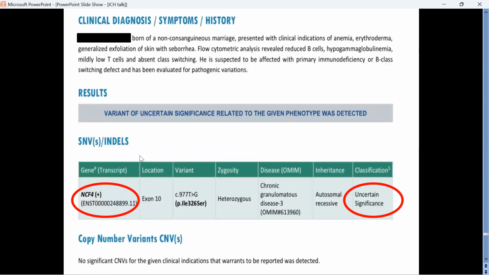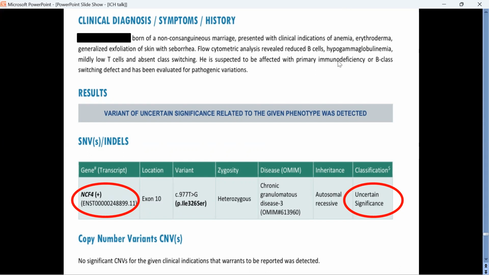This is another case. So you just read the history. It's a non-consanguineous marriage, with anemia, erythroderma, and exfoliation of skin with seborrhea. So it goes more towards an Omenn syndrome-like phenotype. You have reduced B cells, hypogammaglobulinemia, and absent class switching. We did flow here first, and then it was sent to sequencing.